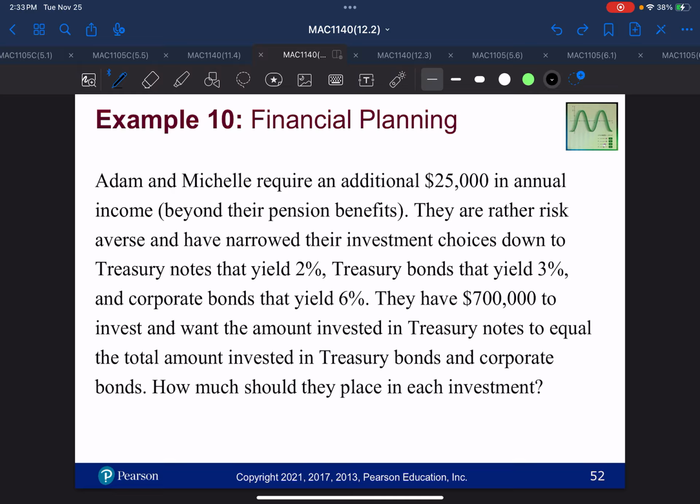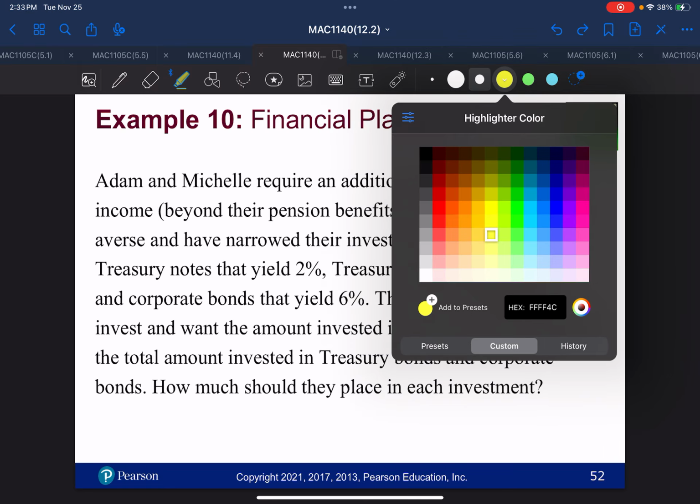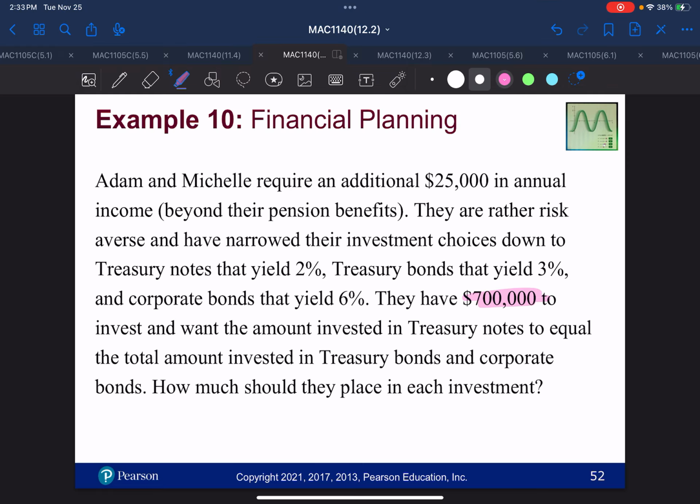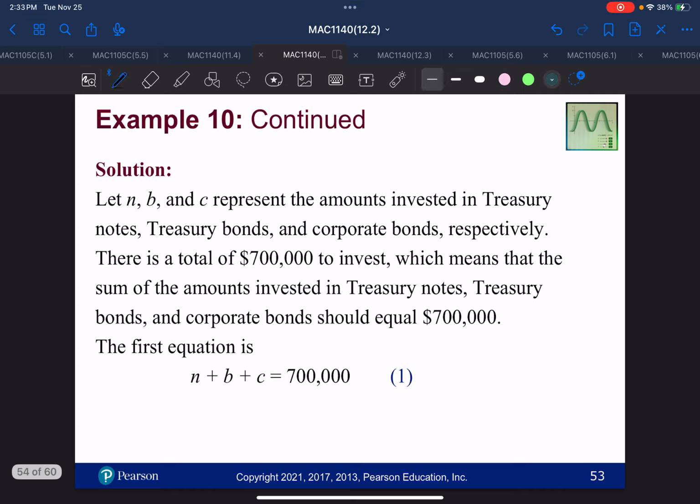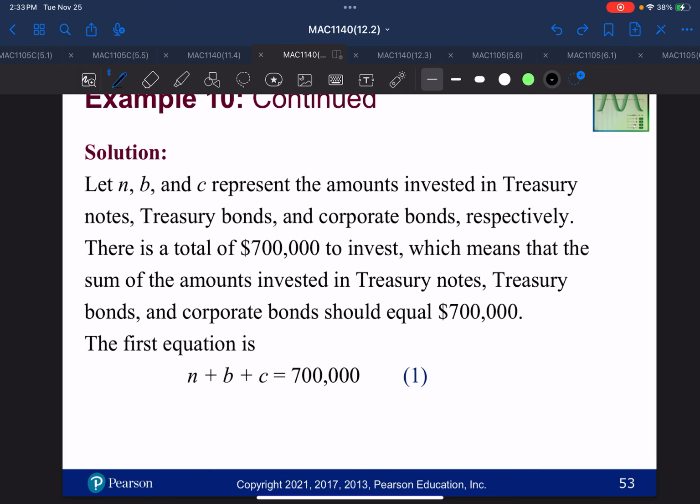So first of all, they said that they have $700,000 to invest, and they're investing this into 3 accounts. So if I let N represent the amount invested in treasury notes, and B be the amount invested in treasury bonds, and C be the amount invested in corporate bonds, well, all 3 of those should add up to the total amount that they have to invest. So this is where I get my first equation for my system of equations.